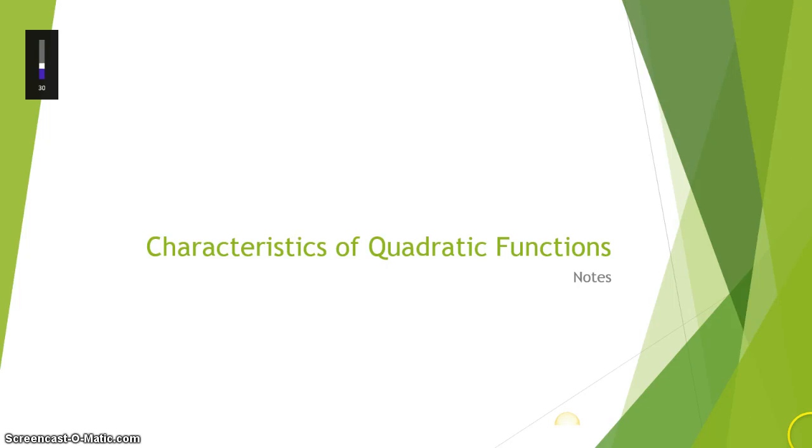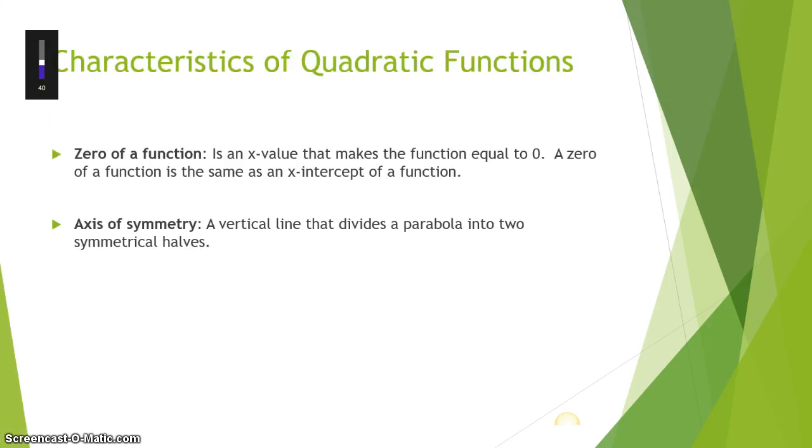This lesson is characteristics of quadratic functions. Here are two definitions for this section. You're going to look and see a zero of a function, and this is an x value that makes the function equal to 0. A zero of a function is the same as the x-intercept of a function. So when you're looking at a zero of a function, you're looking at the x-intercept.